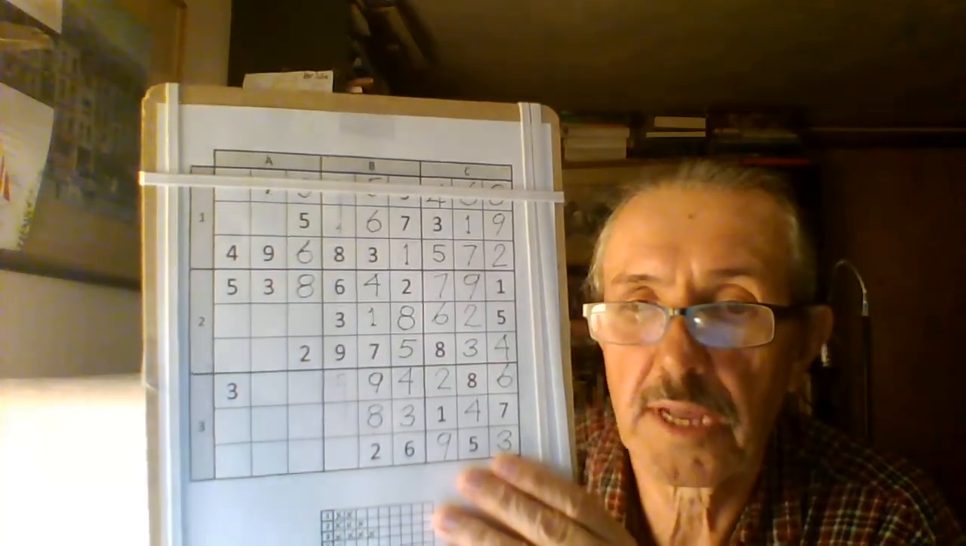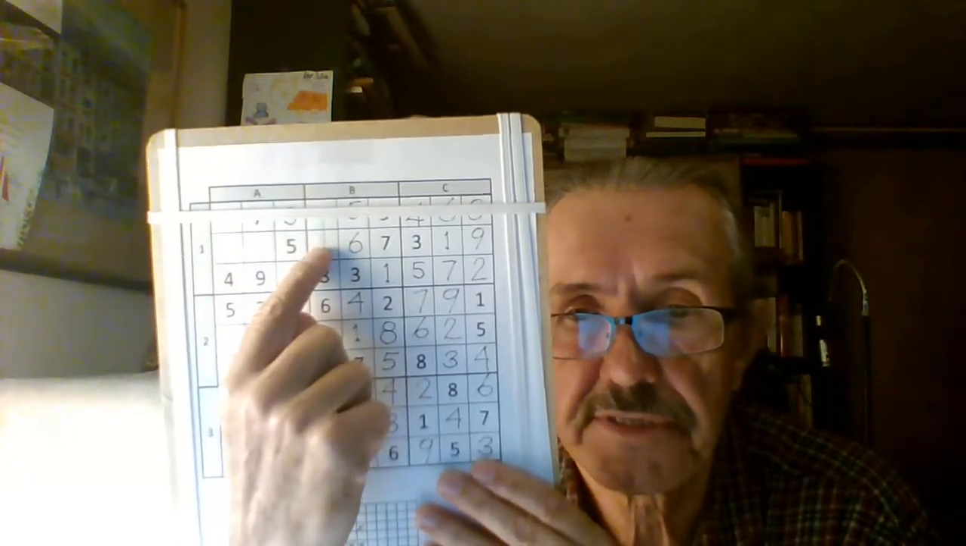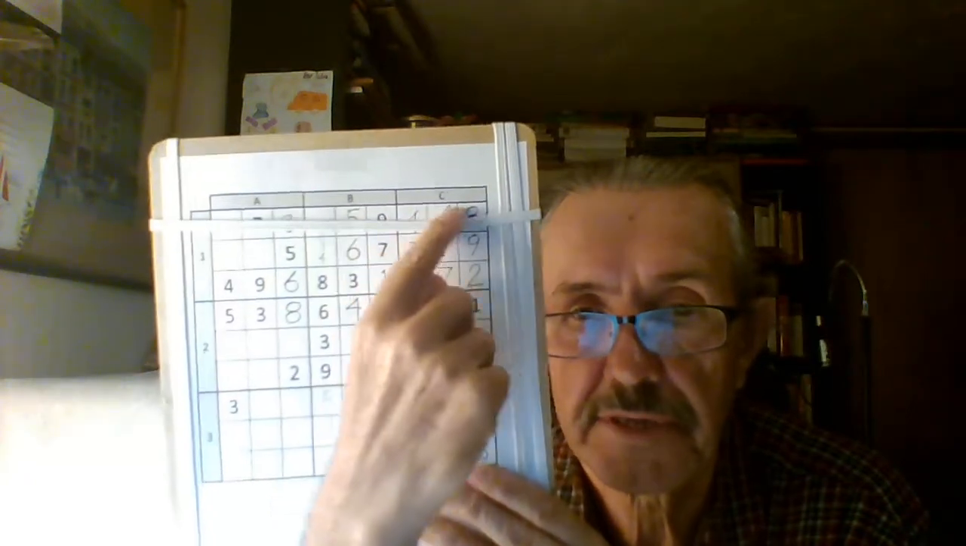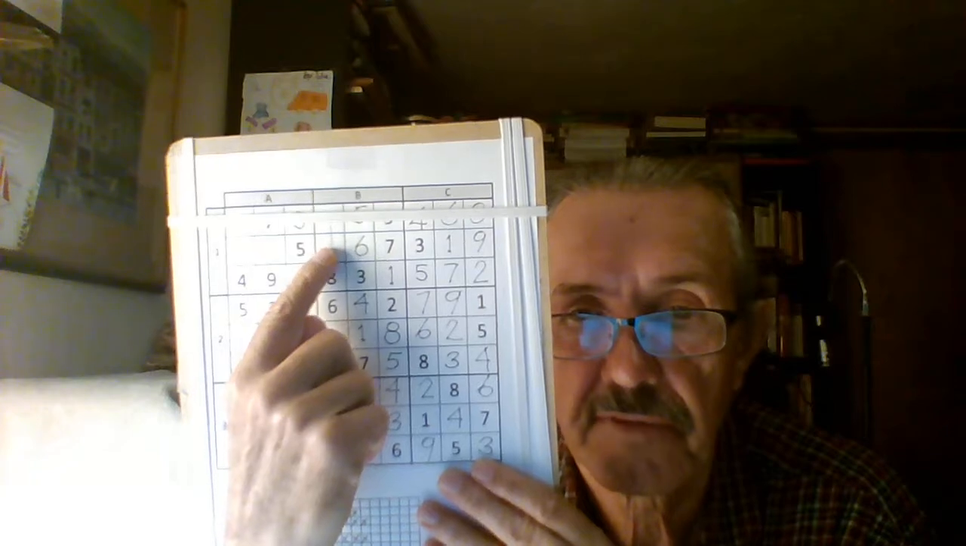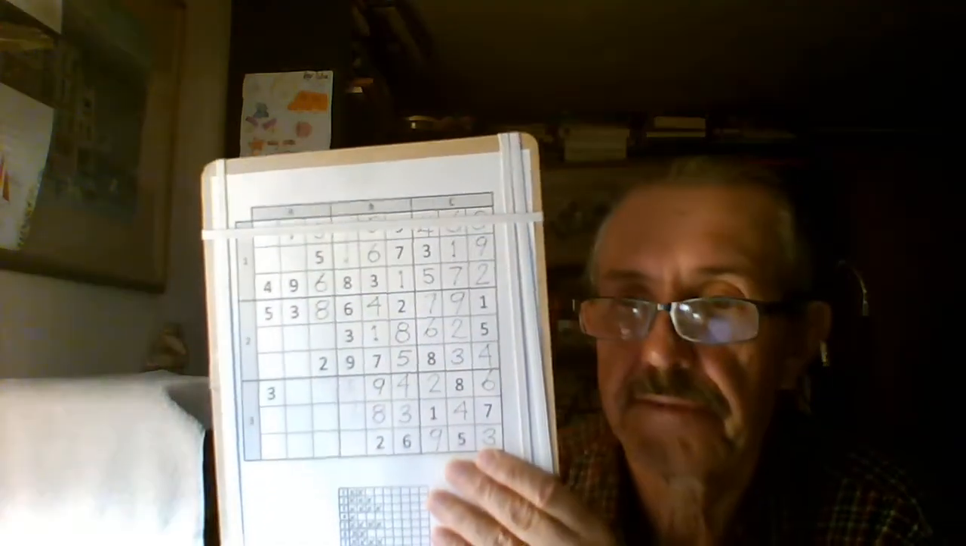Step is square B1 location 4. B1 is this square and location 4 is this square, because as you see 4 already exists in this row. There's one available space for 4 in square B1 over there.